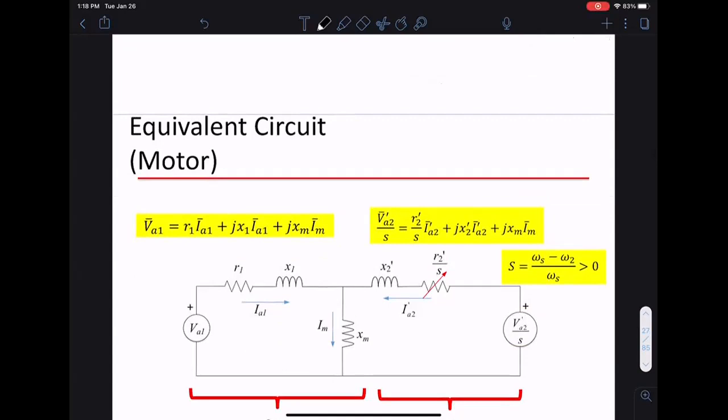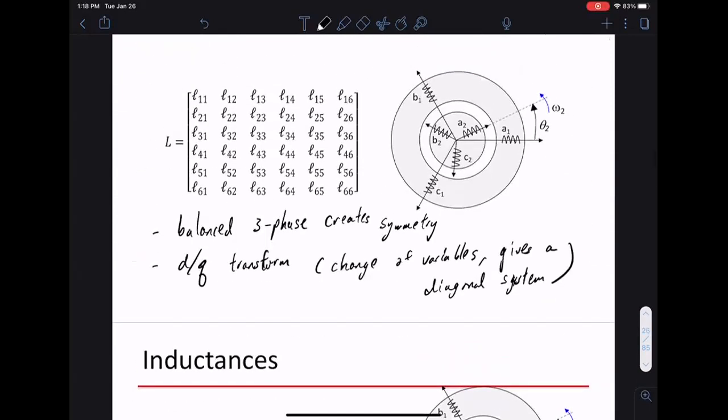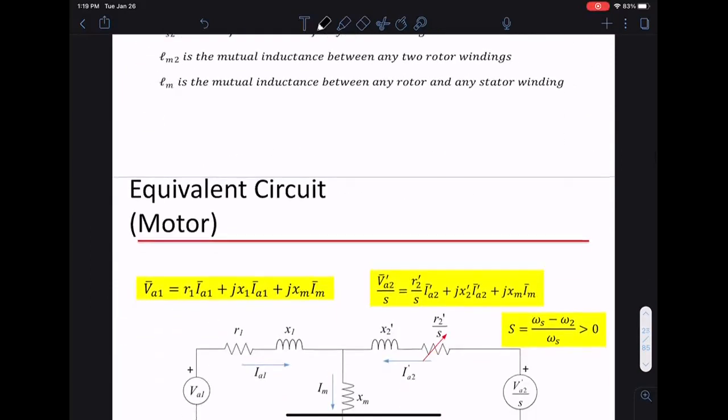So at the end of the day, that's sort of the story. Instead of going through a seemingly very complicated 6x6 system, we end up with the equivalent circuit. You end up with the equivalent circuit because the DQ transform diagonalizes the system. Second, there's balanced three-phase, so you only have to care about one of the phases. So you end up with a single phase equivalent circuit. This is our single phase equivalent circuit.